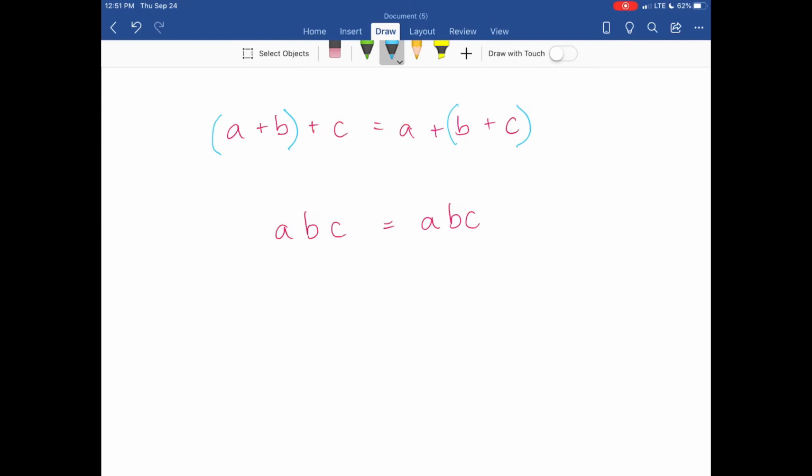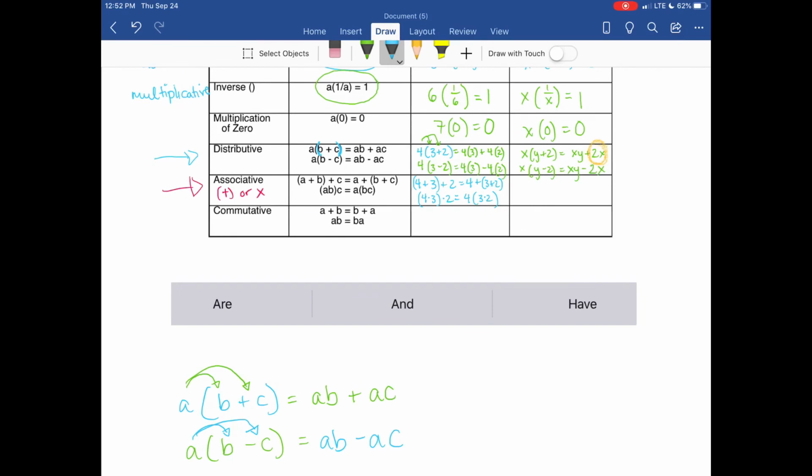And the same thing happens when I'm working with the associative property of multiplication. If I take the product of AB and then multiply it by C, that's going to result in the same numerical value as if I multiplied A to the product of B and C. And seeing that numerically would look like this. And algebraically looks like this.